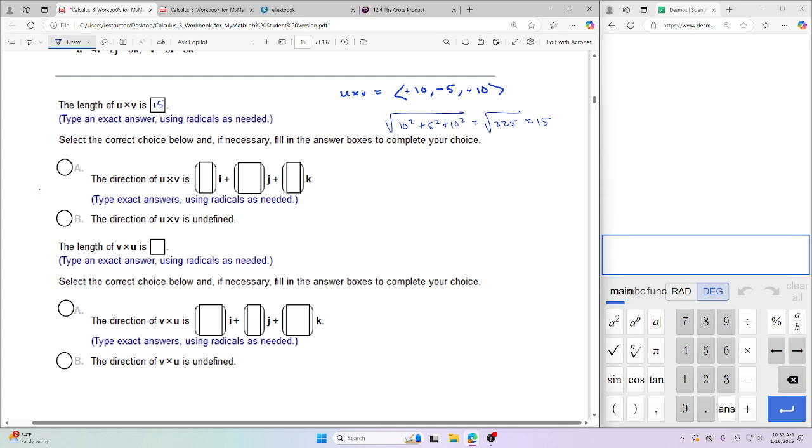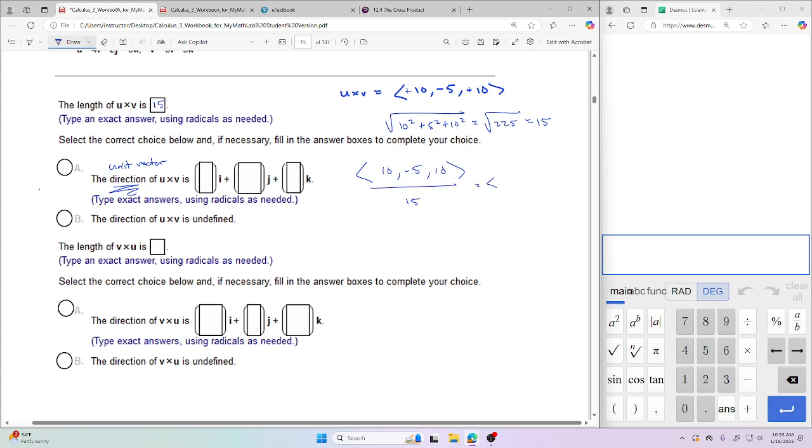Now they say find the direction of it. And when they say direction here in my math lab, they're wanting the unit vector. At least that's what I'm thinking. So what I need to do is take my values and divide them by the 15. The 10, -5, 10, and I'm dividing it all by 15.